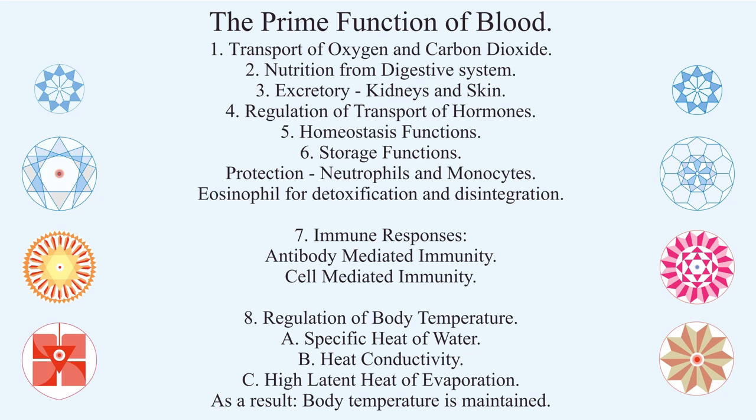WBC count 6,000, with 60% neutrophils, 30% lymphocytes, and the remaining monocytes, basophils, and eosinophils making up another 10%. All that is maintained completely, and as far as the immune cells are concerned, it should be so. Platelets should be around 2.4 million per cubic millimeter of blood.